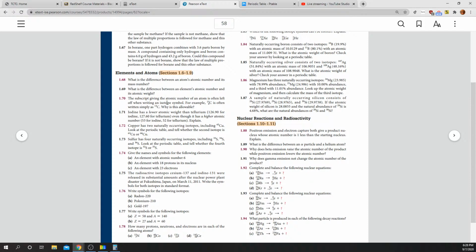Okay. 70. The subscript giving the atomic number of an atom is often left off when writing an isotope symbol. For example, carbon-13, with atomic number 6, is often simply written as C13. Why is this allowable? Because the atomic number is identical with the name of the element. Every atom of an element is going to have the same number of protons. So just identifying it as carbon is sufficient. You don't need to identify it as carbon with 6 protons. That's redundant.